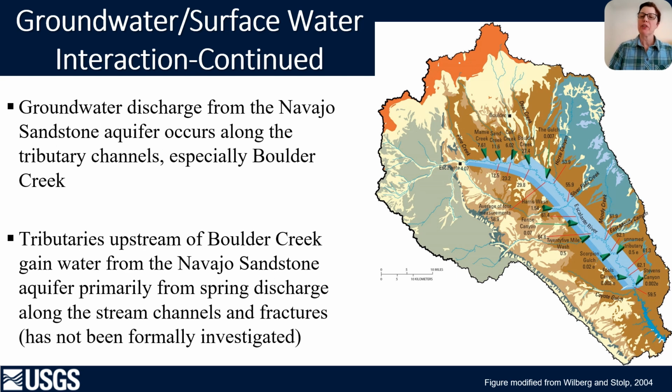By looking at the streams in relation to the hydrogeologic units, some assumptions regarding the source of water to those northern tributaries were made. First was that the source of water to those tributary channels is from the Glen Canyon Group aquifer, or more specifically from the Navajo sandstone, especially along Boulder Creek. Second was that the water gained by the tributaries from the Navajo sandstone was primarily from spring discharge along the stream channels and groundwater flowed through fractures. To date, these assumptions have not been formally investigated or ground-truthed.